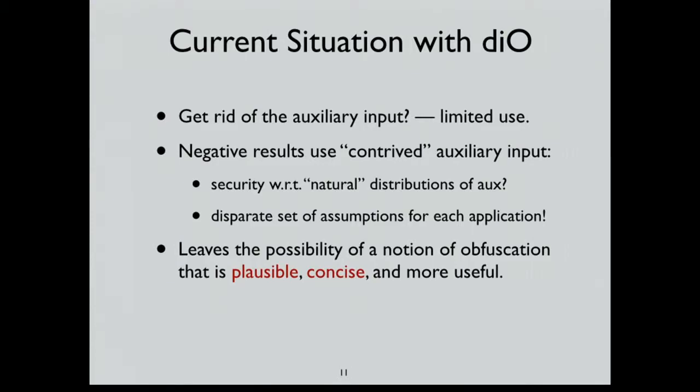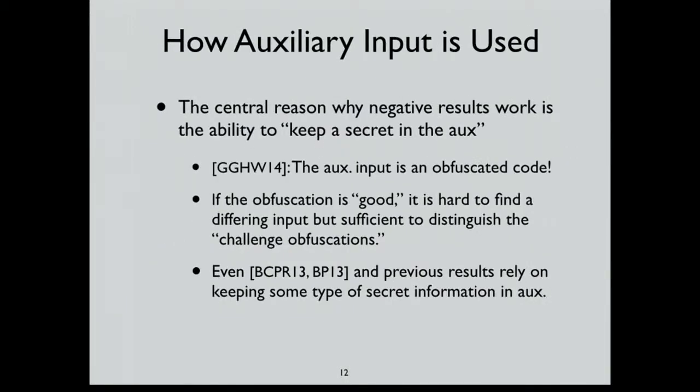Okay? And this is where our work comes in. We try to look at how exactly the auxiliary information is used in current negative results and try to sort of attack the problem at the root, so that hopefully there is no funny interaction going on between auxiliary input and the execution of the program, which you can exploit to rule out the existence of such DIO.